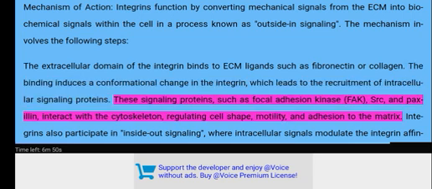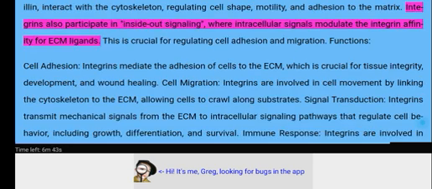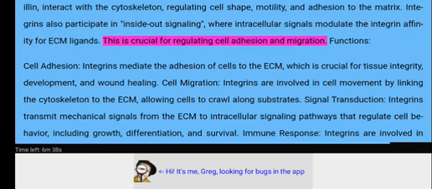These signaling proteins, such as focal adhesion kinase (FAK), SRC, and paxillin, interact with the cytoskeleton, regulating cell shape, motility, and adhesion to the matrix. Integrins also participate in inside-out signaling, where intracellular signals modulate the integrin affinity for ECM ligands. This is crucial for regulating cell adhesion and migration.